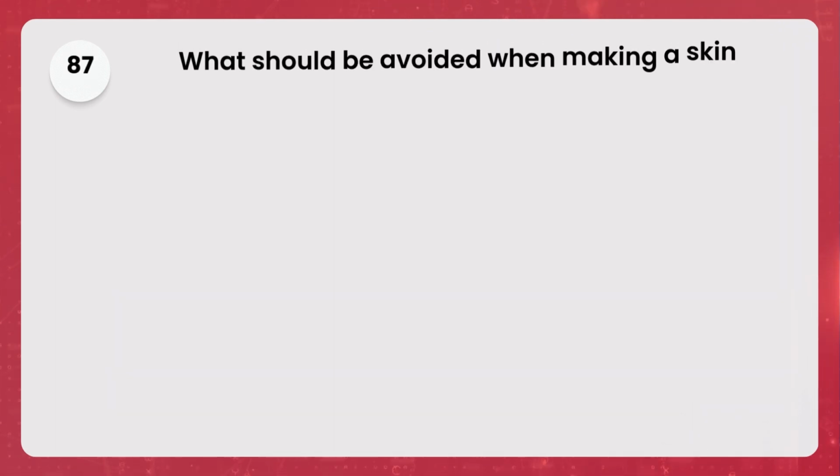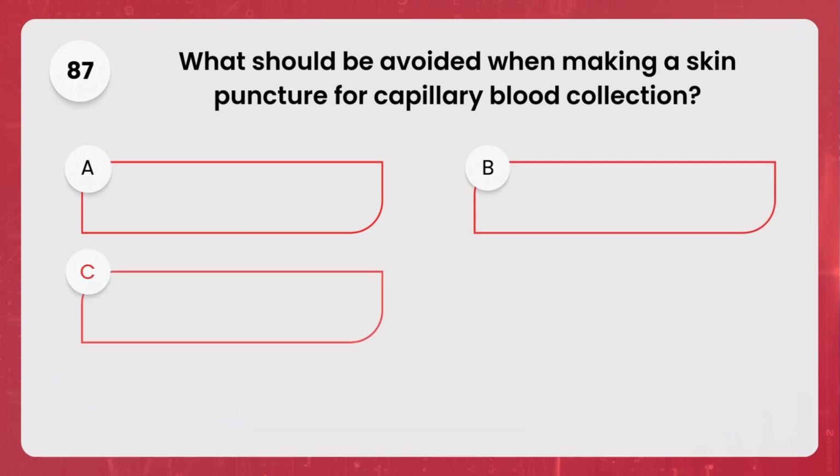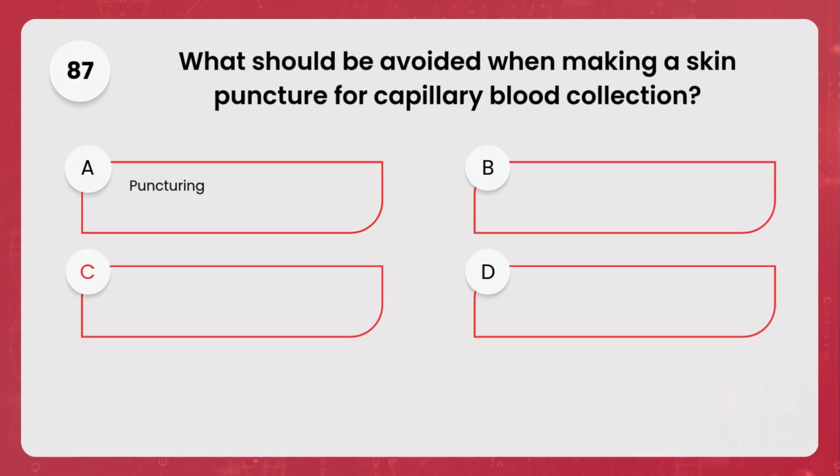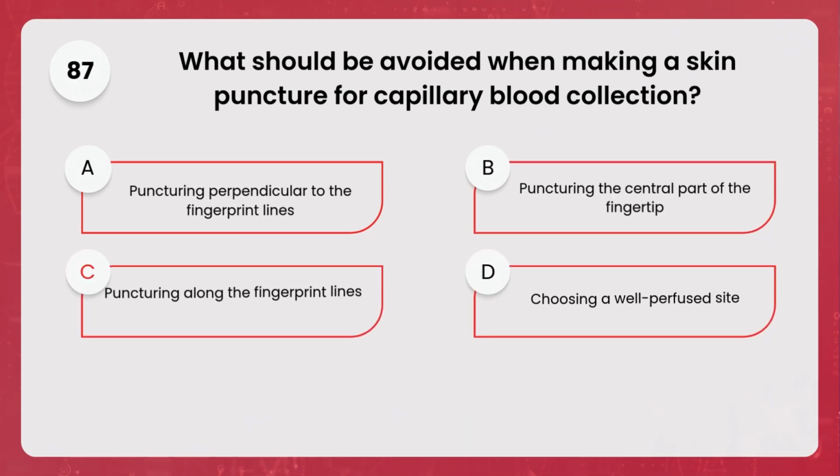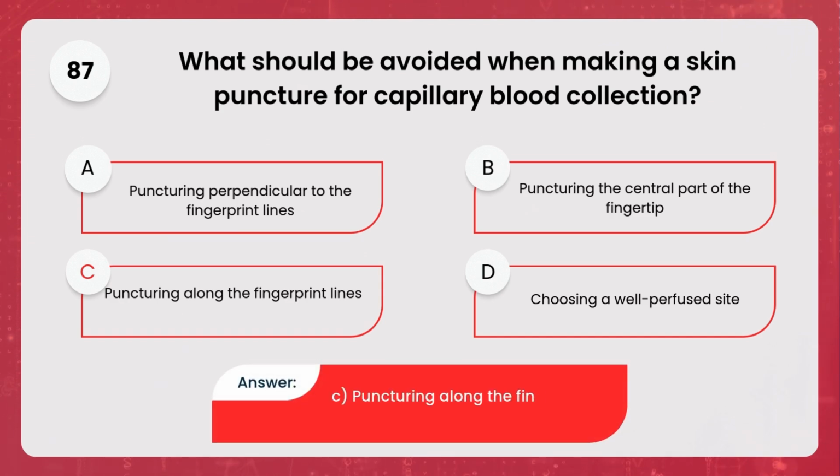Number 87. What should be avoided when making a skin puncture for capillary blood collection? A. Puncturing perpendicular to the fingerprint lines. B. Puncturing the central part of the fingertip. C. Puncturing along the fingerprint lines. Or D. Choosing a well-perfused site. The answer is C. Puncturing along the fingerprint lines.